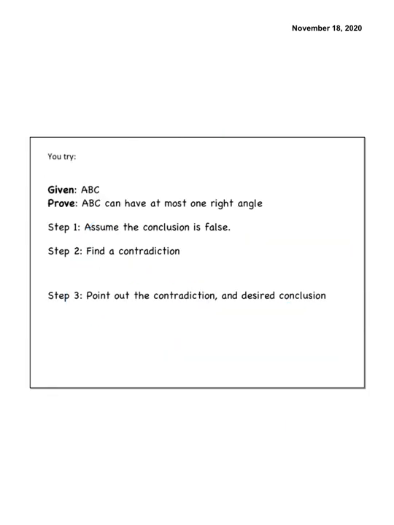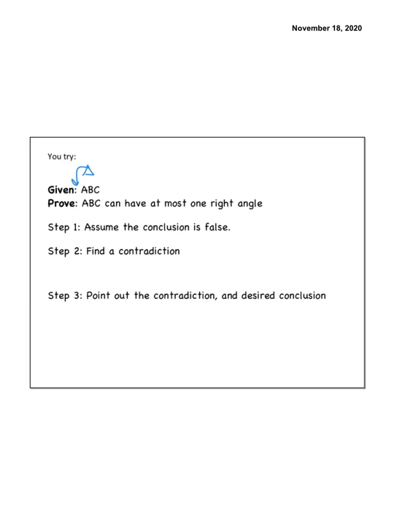Okay, here's one for you to try. So pause, complete the question, and resume when you're ready to check. And this is supposed to be a triangle ABC. Given triangle ABC, prove that triangle ABC can have at most one right angle. Again, pause and resume when you're ready to check.